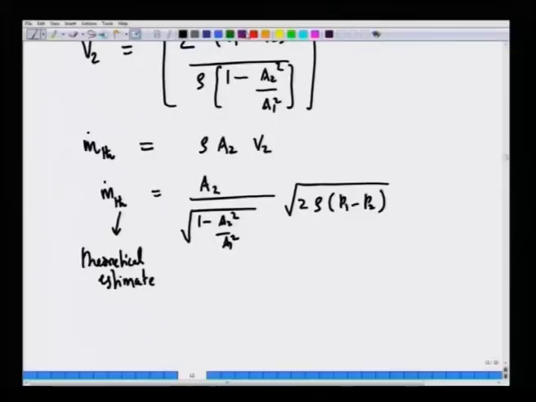So, what are the things that we need to know to compute the mass flow rate? We need to know rho, which can typically be found from handbooks. We need to know this difference in pressure, delta P, and we need to know the geometric factors A2 and A1. Okay. So, what are the problems with this equation? Okay, what are the issues?